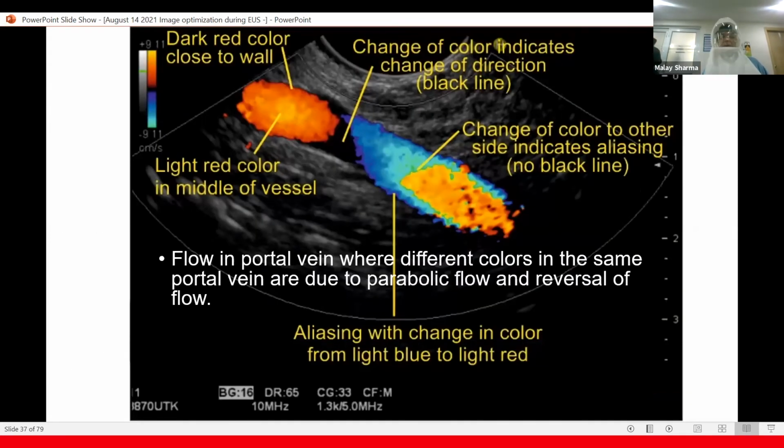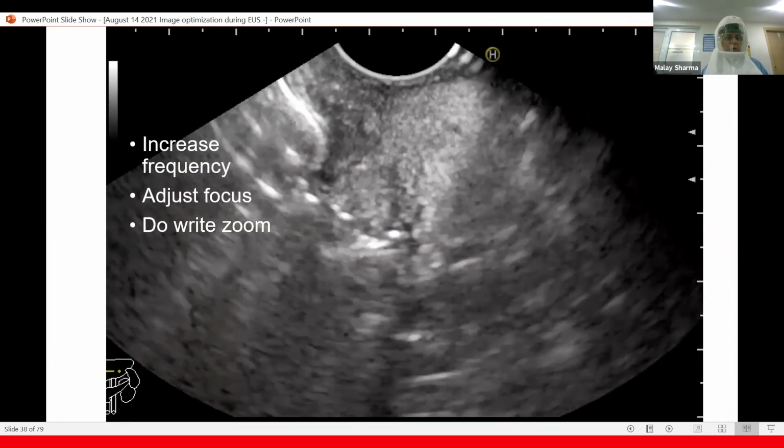On the other hand, in this vessel, we see dark red color and this blue color, but this red color is more like this, and this blue color is more like this, and there is a black gap here in between. Color indicates change of direction. So what do we need to do?